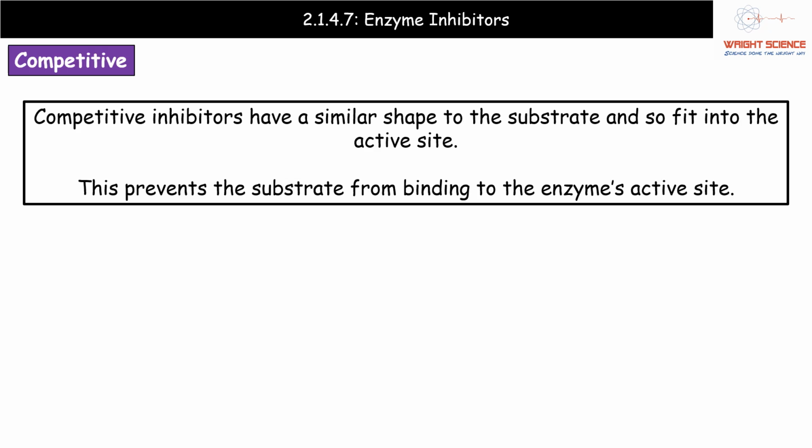Let's start off with competitive inhibition. Competitive inhibition requires a competitive inhibitor, and the key thing about these is that they have a similar shape to the substrate. Because of that similar shape, they would both fit into the same active site. It's competitive because the inhibitor and the substrate are in competition for the enzyme's active site. If the inhibitor binds, then the substrate can't bind.